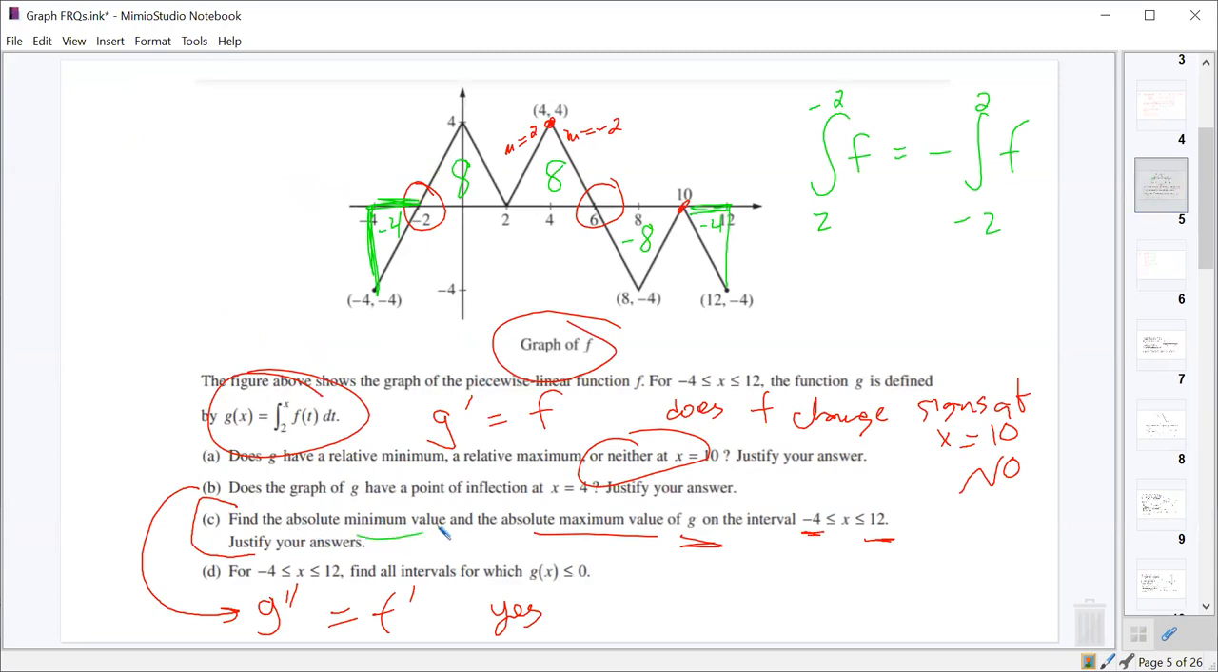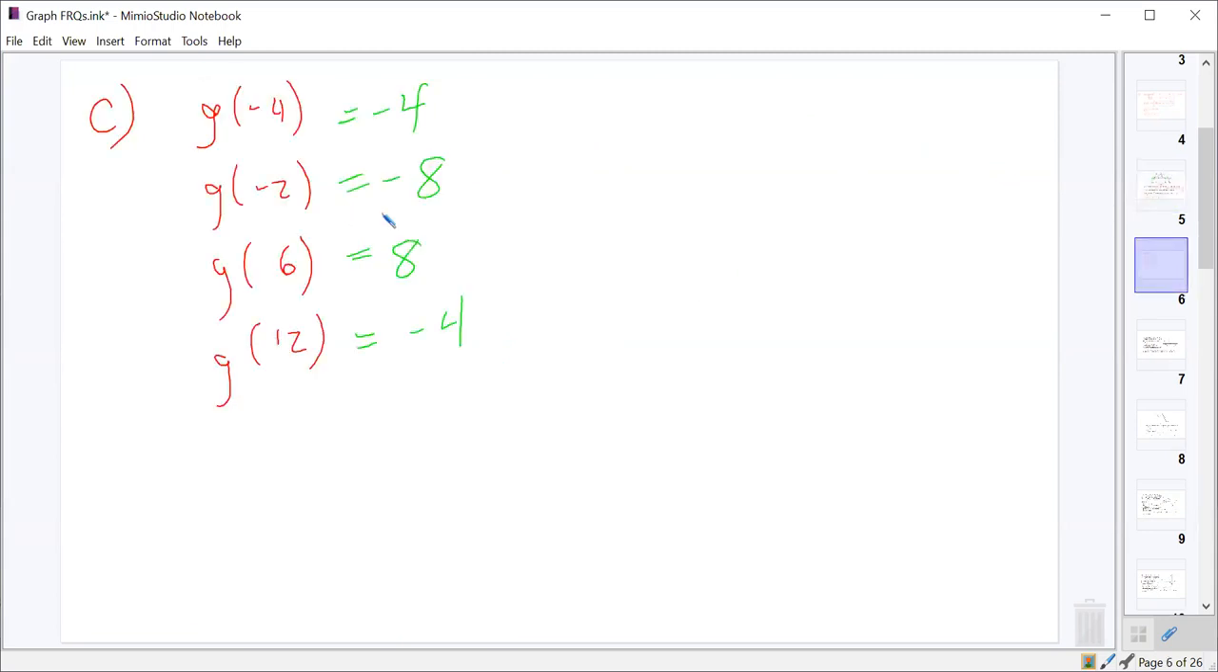So then we want to know what is the absolute min and the absolute max. Well, the absolute max is 8, and it occurs at x equals 6. And the absolute min is -8, and it occurs at -2. Everybody good with that?